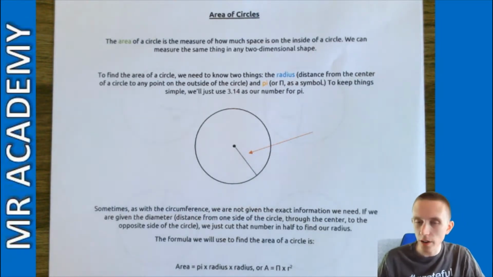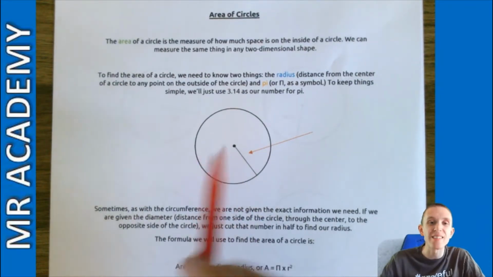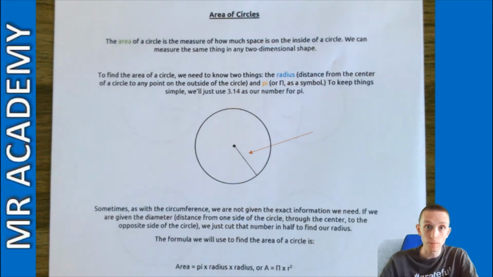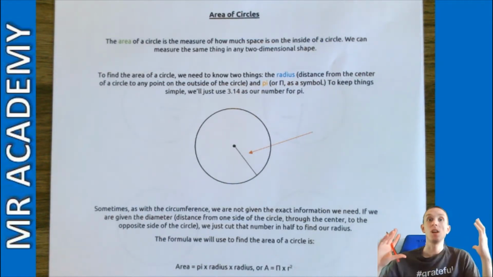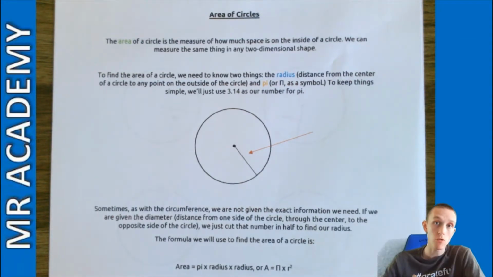So the area of a circle, the area of any polygon, is just the amount of space that's inside of the shape. If it's a square, it's the space that's inside of a square. If it's a triangle, it's the space that's inside of the triangle, inside of its three sides. If it's an octagon, it's the space that's inside of the 8 sides of the octagon. That's all area is. It's the space on the inside of a two-dimensional shape.